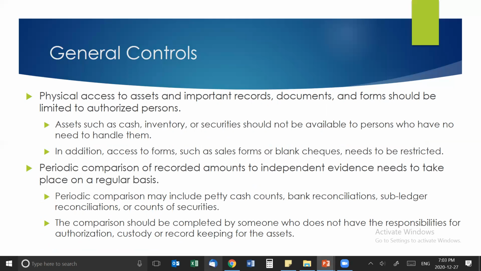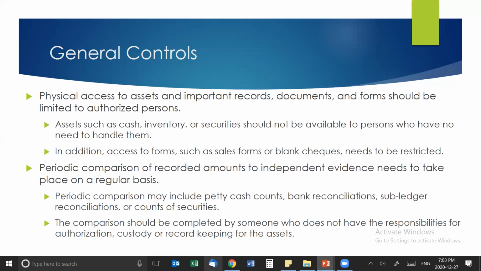Physical access to assets and important records and documents should be limited to authorized people. Assets such as cash, inventory, or securities shouldn't be available to persons who don't need to handle them, right? The inventory is going to be at the warehouse, and not everyone in your company needs access to the warehouse. Things like sales forms or blank checks should be restricted and locked, and only very limited authorized people should have access to them.